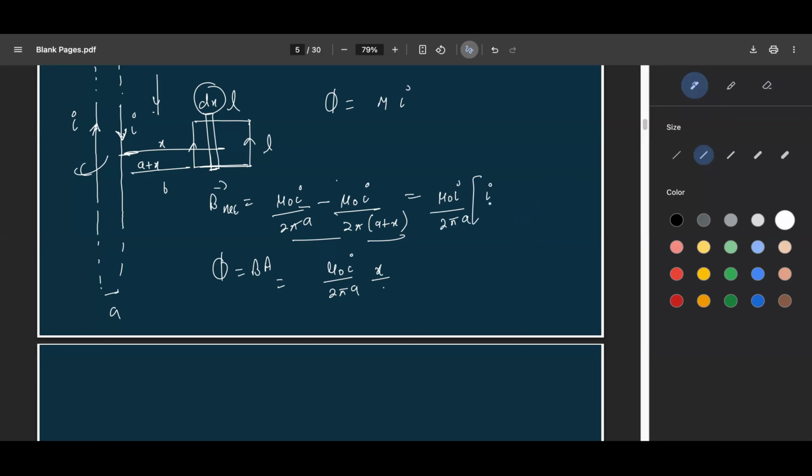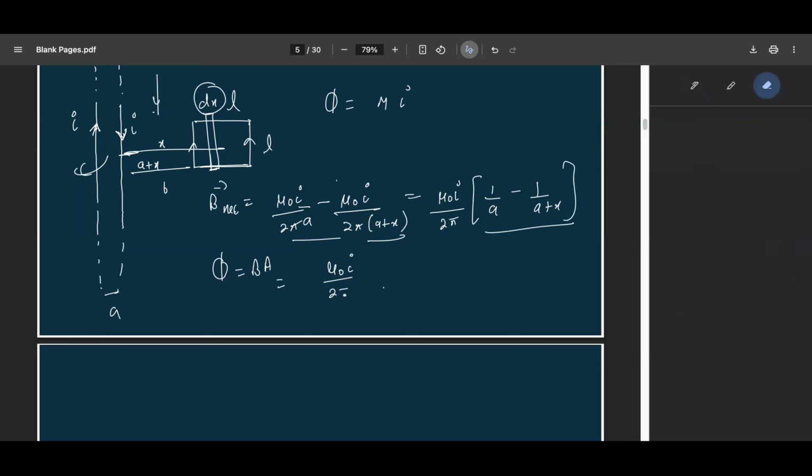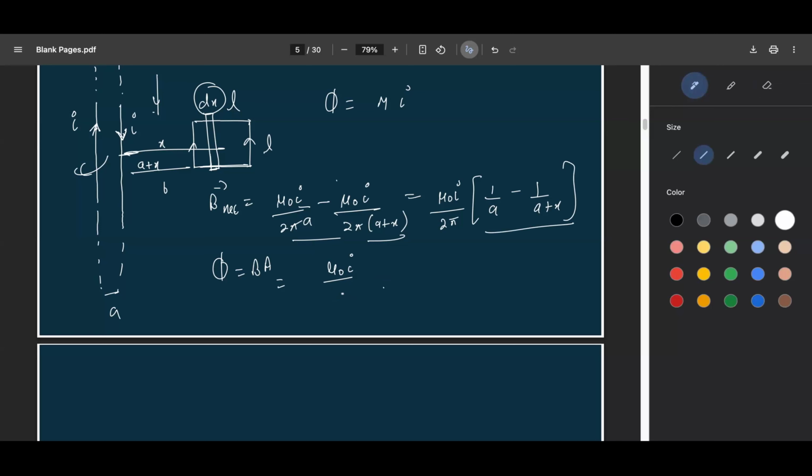So 1 by a minus 1 by a plus x. This format is easier to integrate as compared to this one. So I'll keep this in this form. Mu naught I by 2 pi, this is the magnetic field, 1 by a minus 1 by a plus x. What is the area? Look, this part is dx, length is L. So this is L dx. Now we just have to integrate.